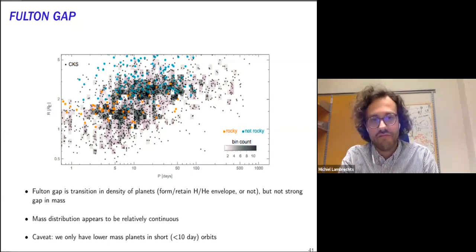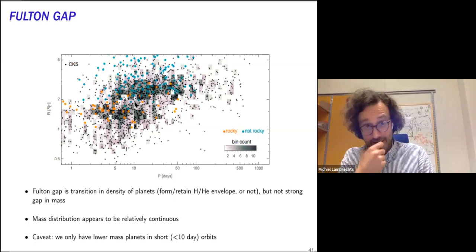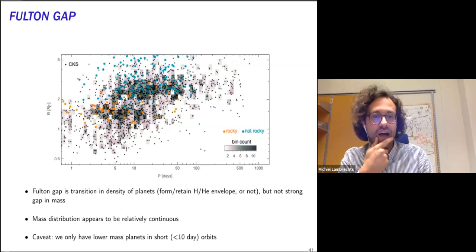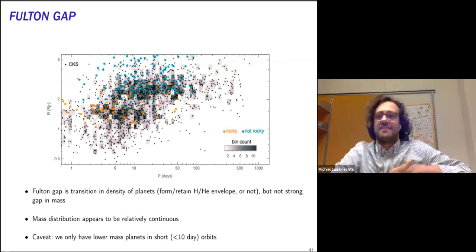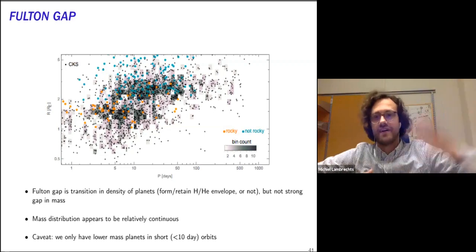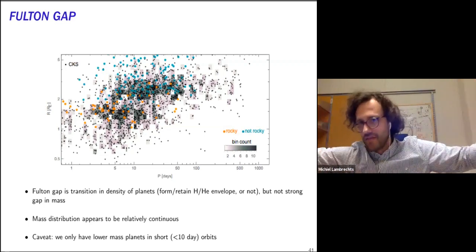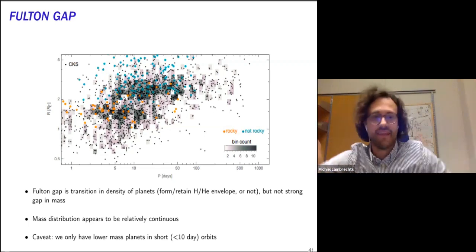So although we have a photon gap here that really has to do with the density, separating rocky versus the not rocky ones, the ones that have hydrogen helium envelope, presumably. But the underlying distribution is probably relatively continuous. So that connects to the idea that there is just a scenario and one has maybe different outcomes, but it is part of the same thing.